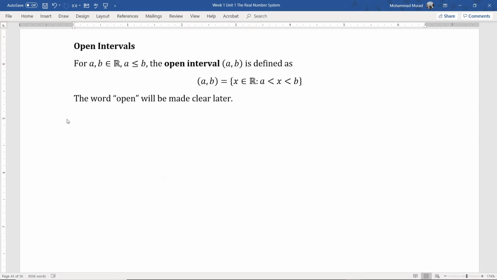For a, b real numbers with a smaller or equal to b, the open interval denoted by this symbol is defined as the set of all real numbers x such that x is larger than a and smaller than b. The word open will be made clear later.